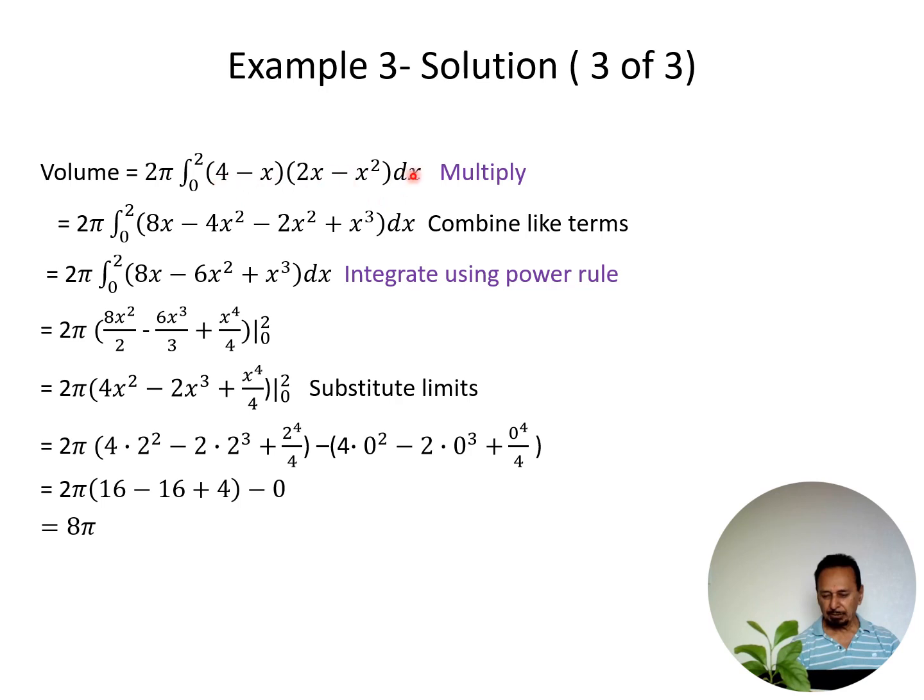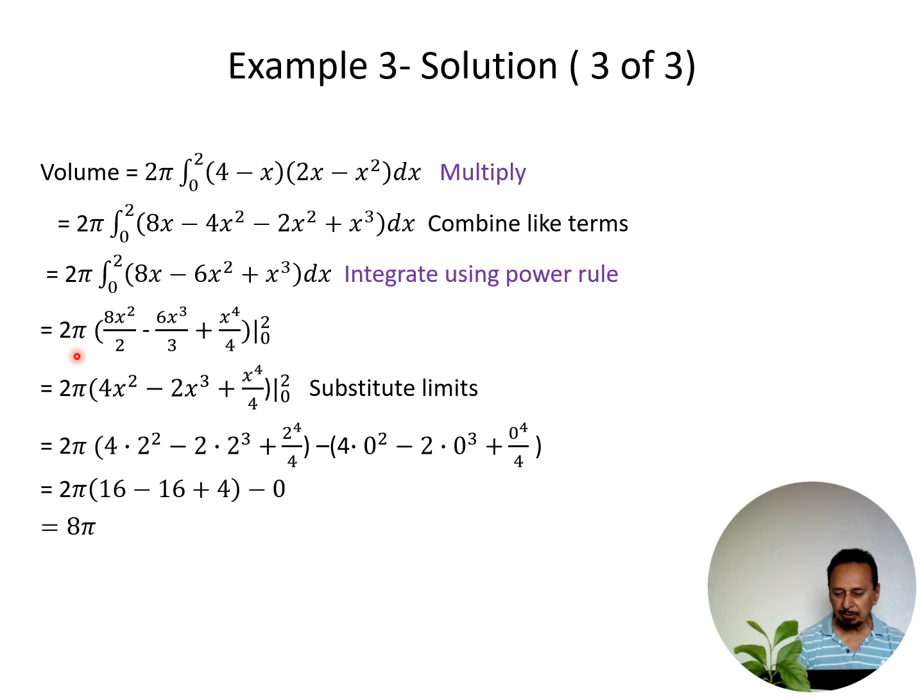Now we multiply these two binomials. 4 times 2x becomes 8x, 4 times negative x squared is minus 4x squared, and then minus x times 2x is minus 2x squared, and then minus x times minus x squared becomes plus x cubed. Now we combine like terms, so we have 8x, and 4 and 2 make 6, minus 6x squared plus x cubed. Now we integrate by the power rule.